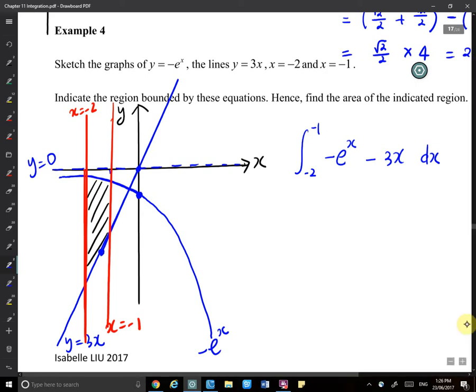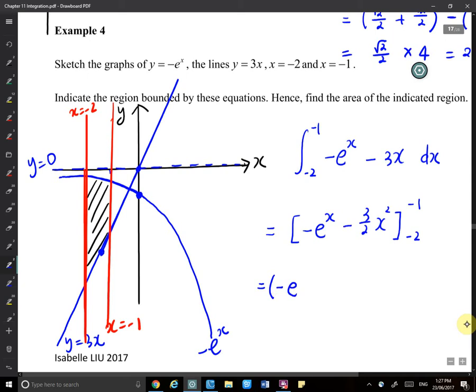This region starts from negative 2, finishes at x equals negative 1. That's why you have upper limit and lower limit like that. The 2 equations subtract each other. You have this equation. So the integral of e to the power of x is still e to the power of x, minus 3 over 2 x to the power of 2. Put negative 2 and negative 1 in.